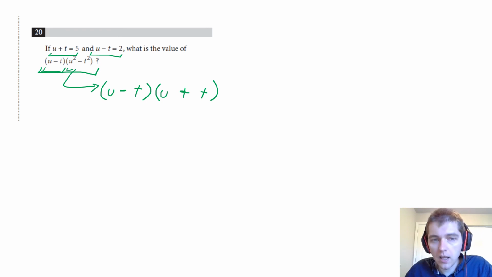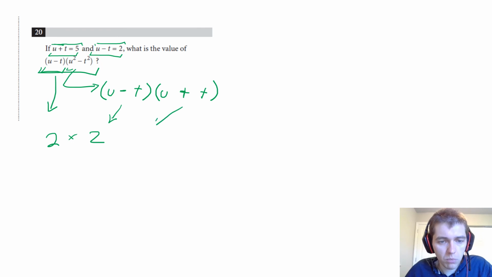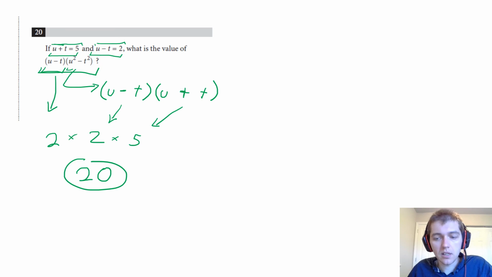You can go ahead and plug in. Now everything is in terms of u plus t or u minus t. So you can go ahead and plug those back in. You have u minus t is equal to 2, times u minus t is equal to 2, and then u plus t is equal to 5. So 2 times 2 is 4, times 5 will give you 20, and you can go ahead and bubble that in and be done with the non-calculator section.